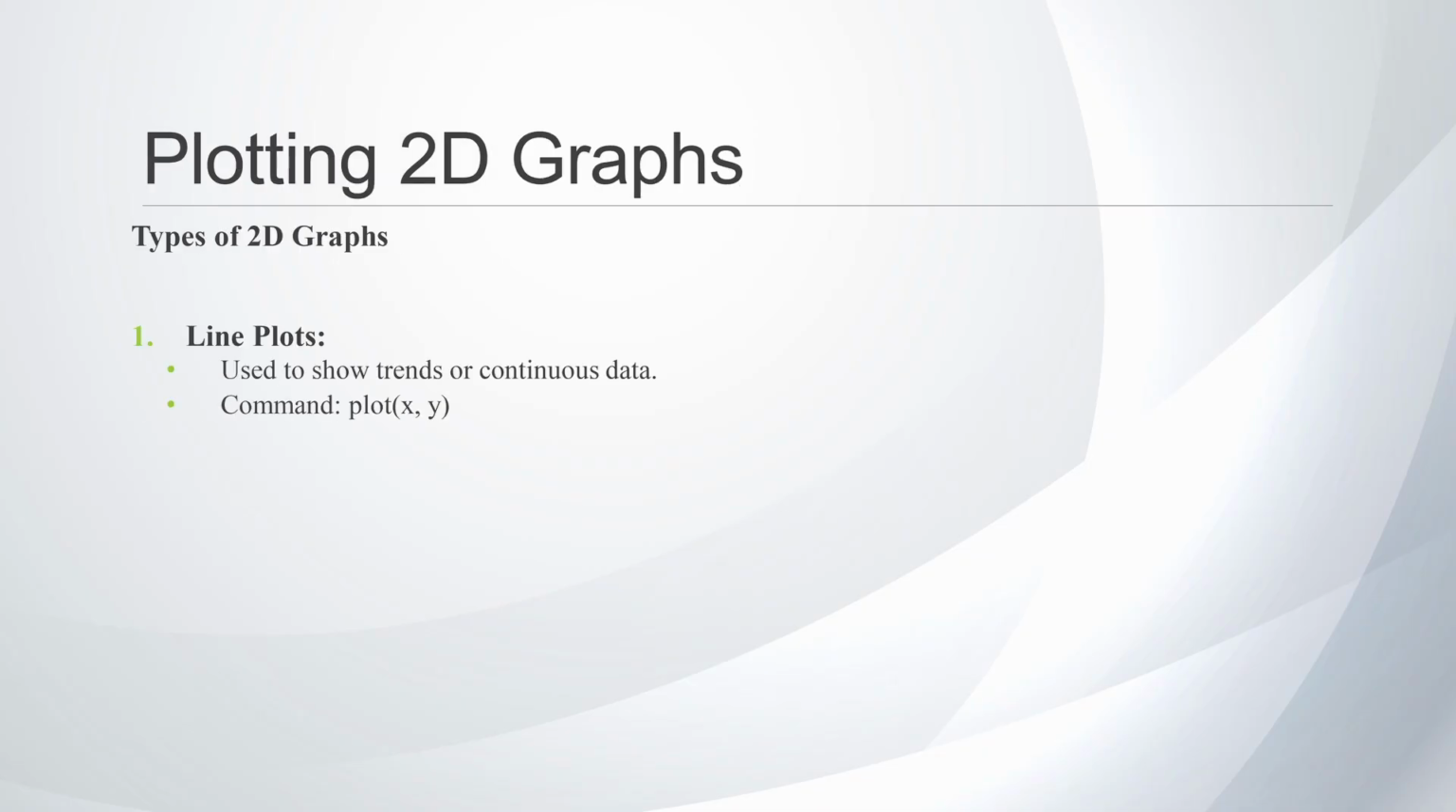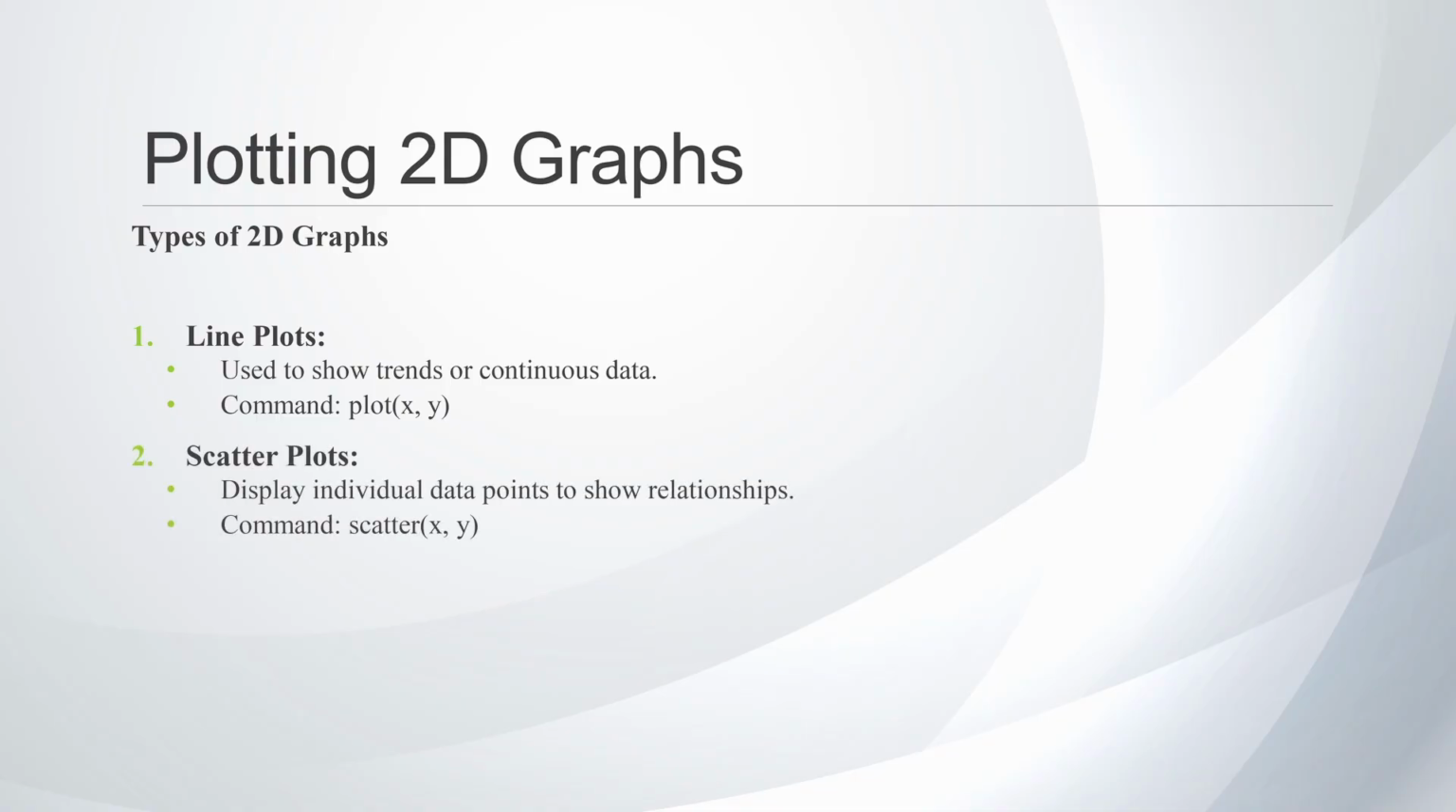Scilab provides different types of 2D graphs for various purposes. Line plots are great for showing trends or continuous data and can be created using the plot xy command. Scatter plots created with the scatter xy command are used to display individual data points and their relationships. Bar charts generated with the bar xy command are ideal for comparing categories or groups. These types of graphs make data analysis and presentation more effective.